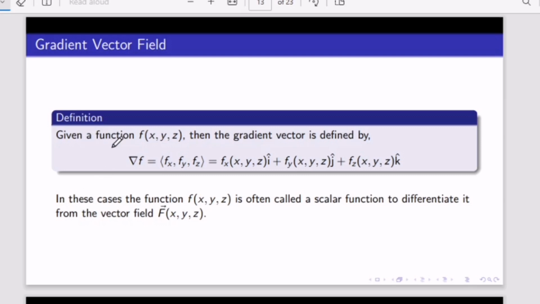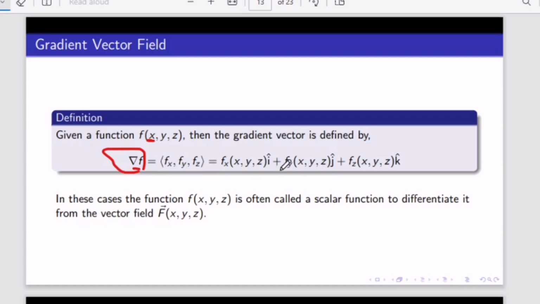Given a function of x, y, z, the gradient vector is denoted ∇f, which represents the gradient vector. So always note that ∇f is the gradient vector. What does it mean? You partially differentiate the function with respect to x, comma, partially differentiate with respect to y, comma, then partially differentiate with respect to z. The bracket here is different, so we are representing it by a vector, which has direction and magnitude.